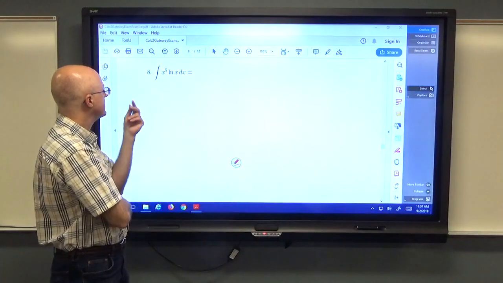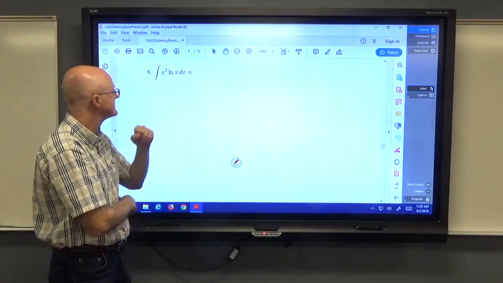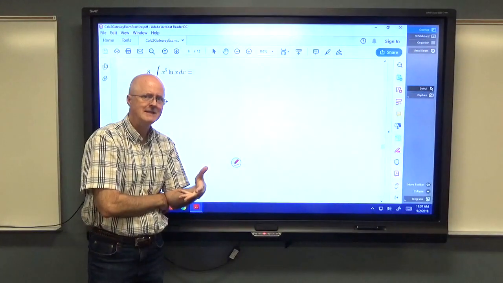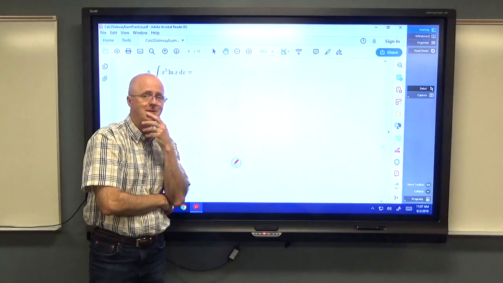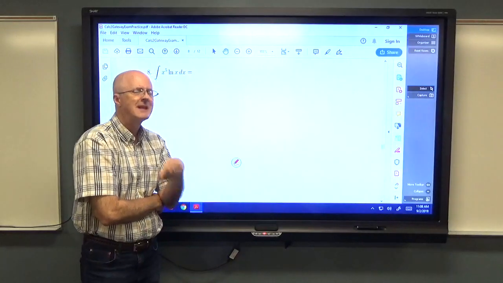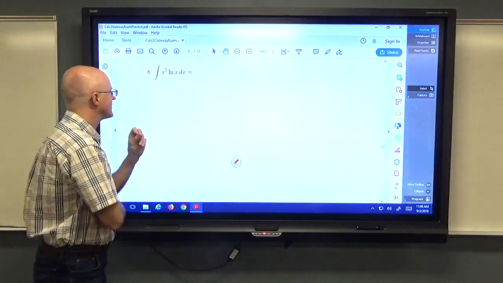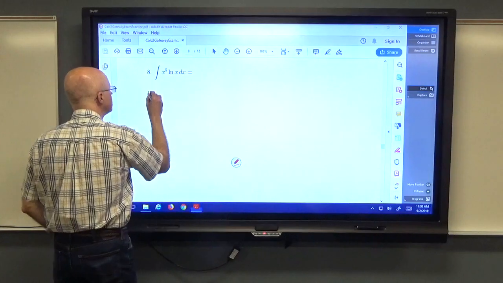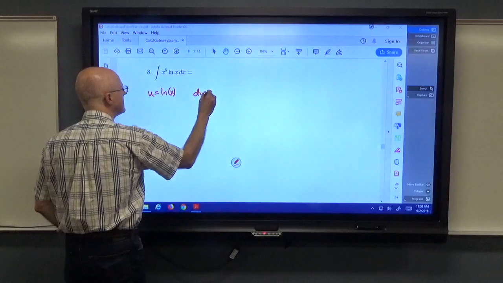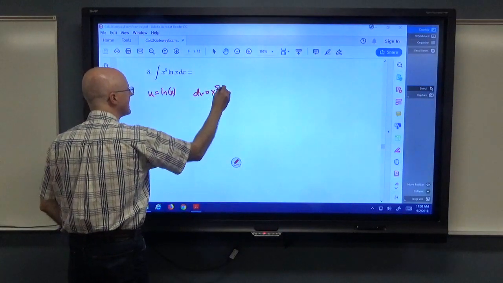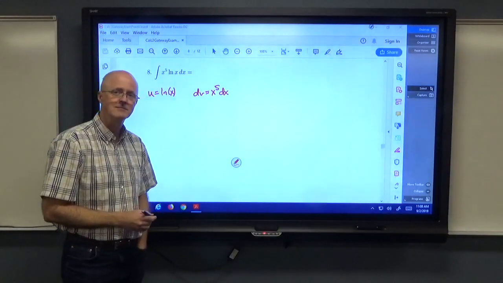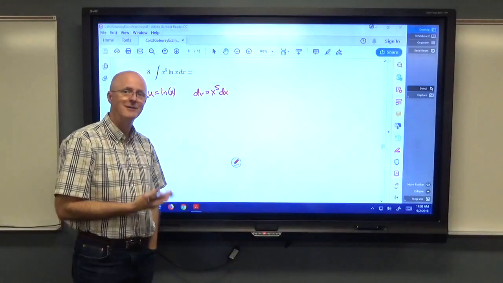But the problem with that is if you let dv be natural log of x dx, you've got to find v by integrating natural log. That's not so easy. It is possible to do, but you'd actually need integration by parts for that as well. It's better to do what's a little counterintuitive here. Let u actually be the natural log of x, and let dv be x to the 5th dx. That's actually the better thing to do here. It takes a little bit of experimentation, or your teacher telling you, like I'm telling you now.